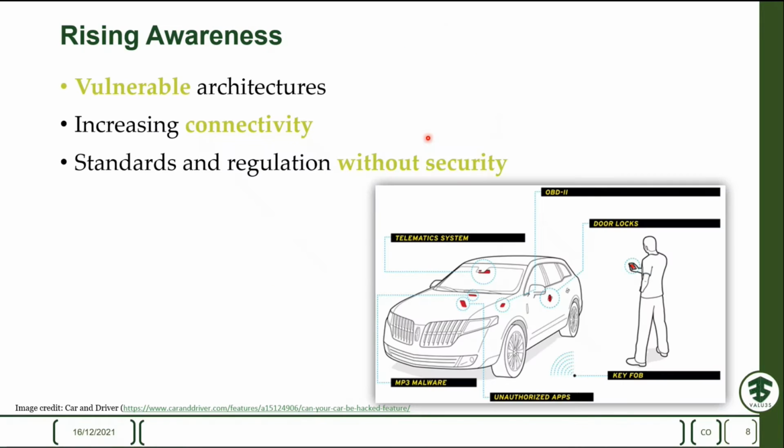And why is this? Because we have vulnerable architectures. The inside of a vehicle, there is technology used which was developed 20 years ago, and there was no thought spent on that this is connected to the outside, that this is interfaced with the internet. But we have the increasing connectivity, which means our vulnerable architectures are only one gateway, one firewall away from the internet. And we had in the past standards and regulations without security.